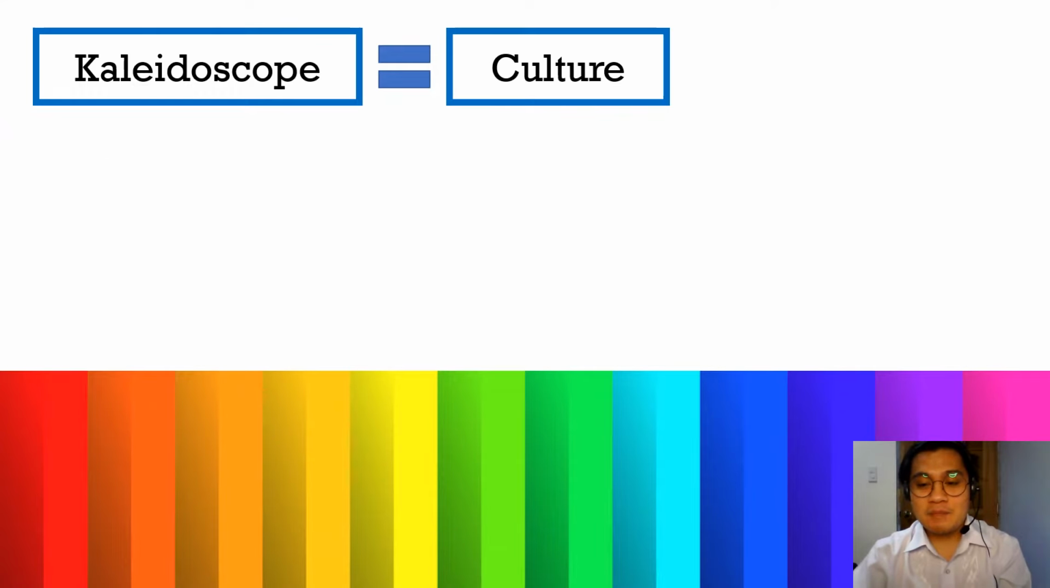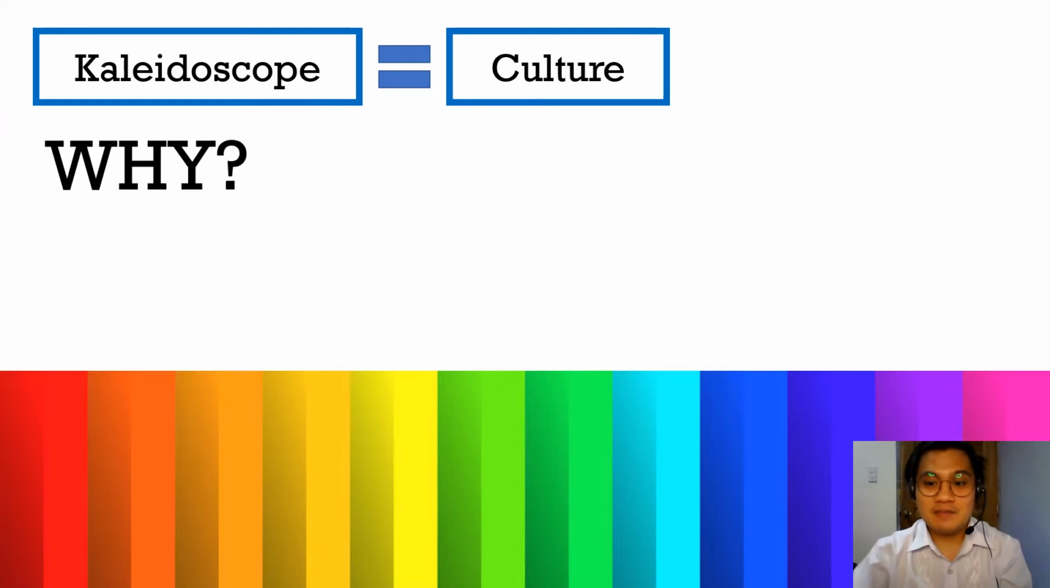Somewhat, kaleidoscope and culture are related to each other. Pero ano nga ba yung pinagkapareho ng kaleidoscope at ng culture? So I will give you some points. Unang-una, ang kaleidoscope ay dynamic. Kapag tinignan natin to, walang definite na pattern na mabubuo. Iba-ibang pattern yung makikita mo dun sa telescope na yon.